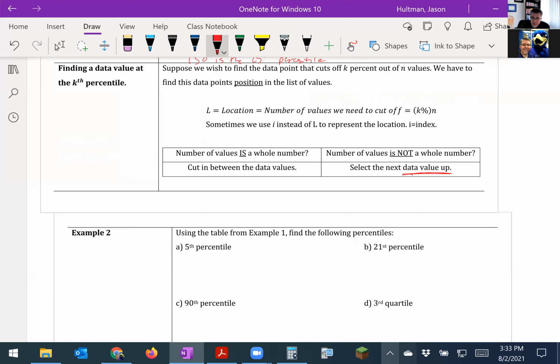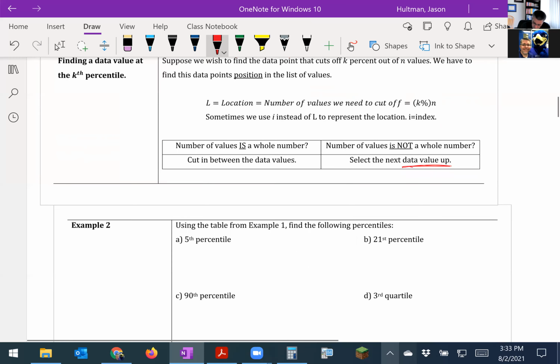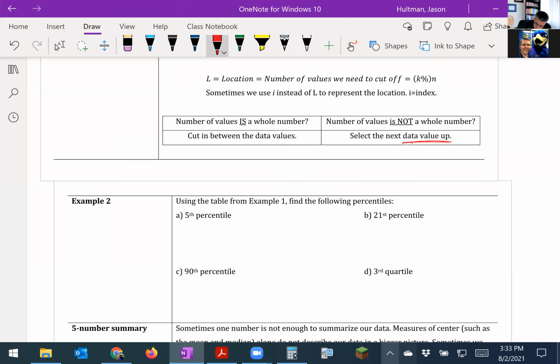Using the table from example 1, find the 5th percentile. Okay, so let's try to find the 5th percentile here. So the 5th percentile is going to be 0.05 times 40.